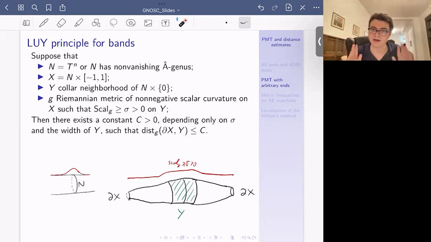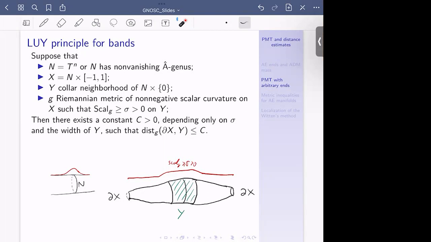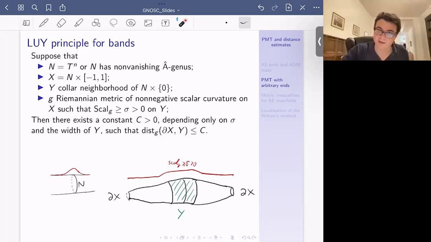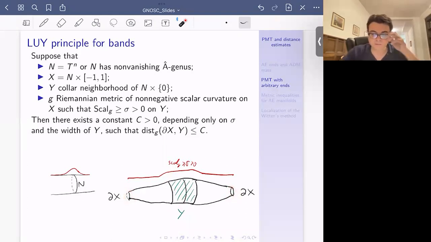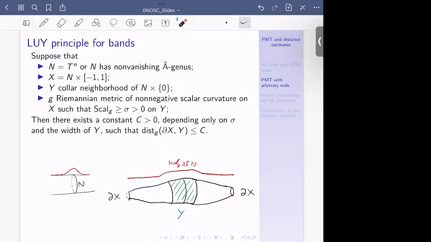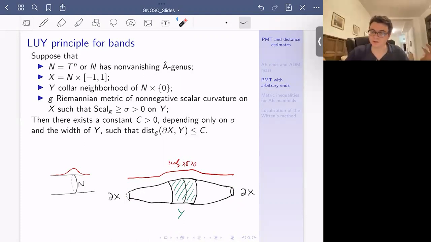So I'm just saying that the principle of Lesourd, Unger, Yau actually gives you just an upper bound for the distance between, let's say, a neighborhood where the scalar curvature is uniformly positive, and the boundaries of a band. That's what I'm saying. So I'm talking just about a Riemannian band. That's what it is.